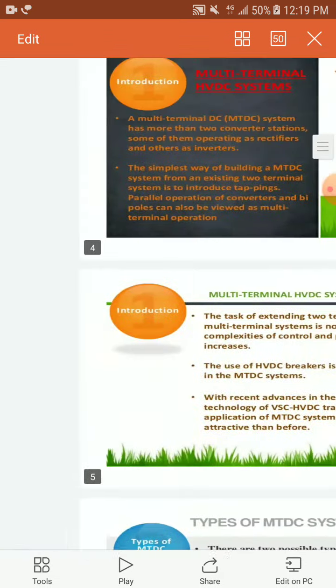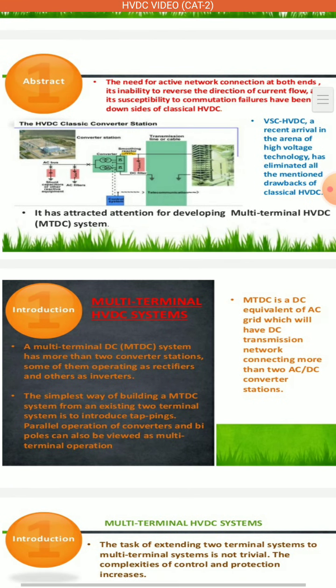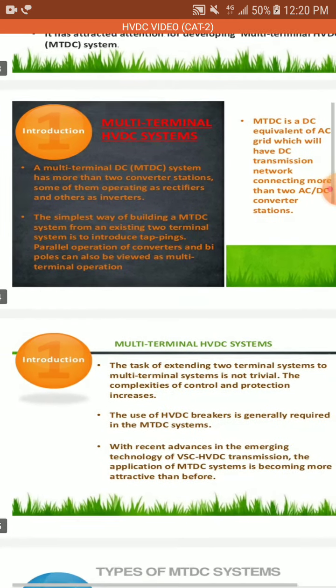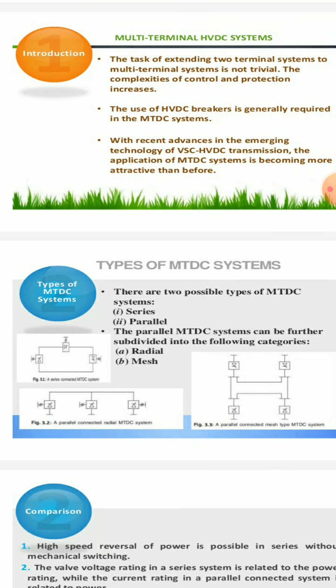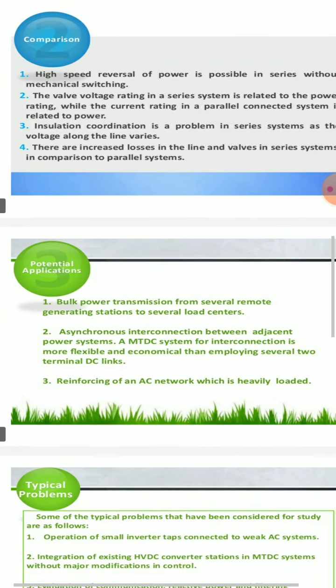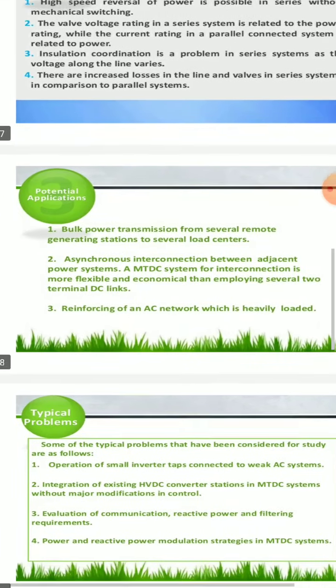In today's topic, we have seen the abstract and introduction. It has more than two converter stations, some of them operating as rectifiers and others as inverters. Types: series and parallel, in which parallel is subdivided into radial and mesh. Comparison we have seen. Potential applications: bulk power transmission from several remote generating stations to several load centers.